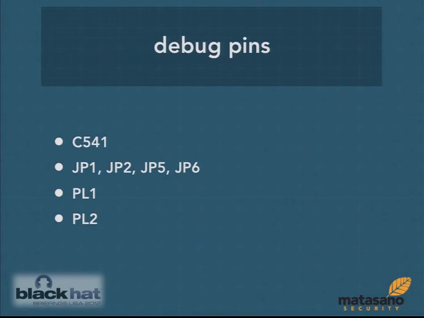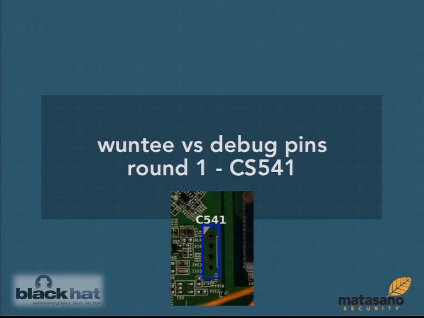The 4 different sets of debug pins that I'm going to go over are just labeled. I don't know exactly what the letters and numbers mean, but that's how I reference them throughout the rest of the talk. So there's C541, JP1, 2, 5, and 6, PL1, and PL2. The first set of pins that I was looking at was CS541, which were just holes in the board that looked like a header had just been pulled off of it, or just not been put into it.